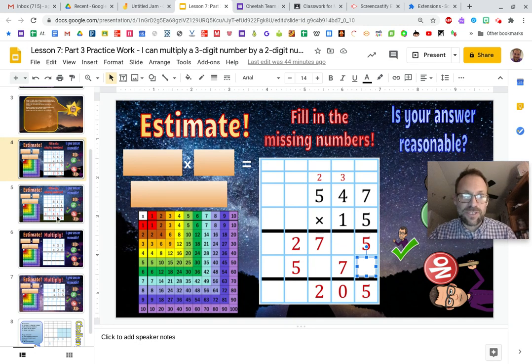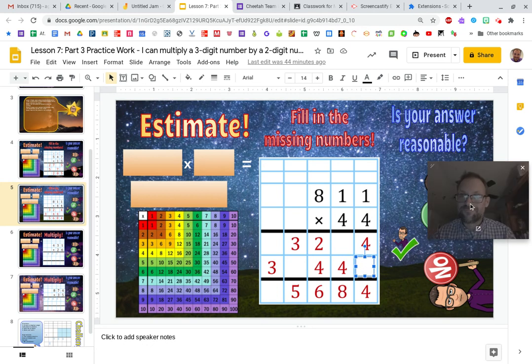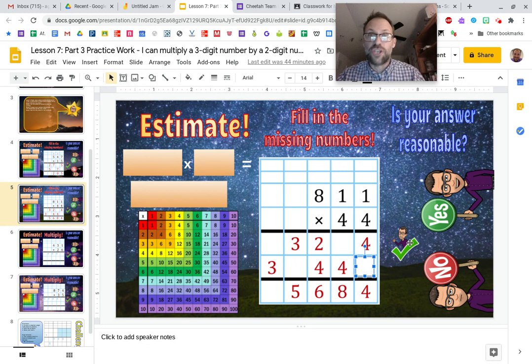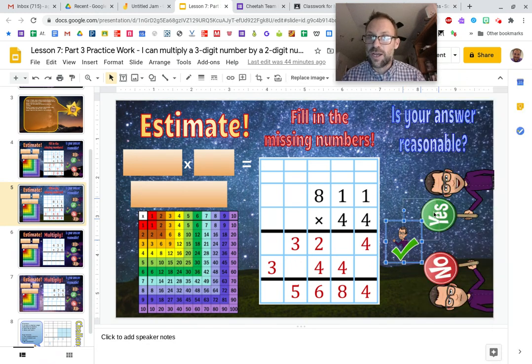And you're going to do the same for the second slide, slide 5, the second problem. Don't forget to estimate, all right? And come up with your estimated product. See if the actual final answer is in the ballpark. Again, you're going to be filling in boxes here, here, anywhere there's a text box you want to fill in, okay? And then you'll check to make sure your answer is reasonable. Is the final answer reasonable or not, right?